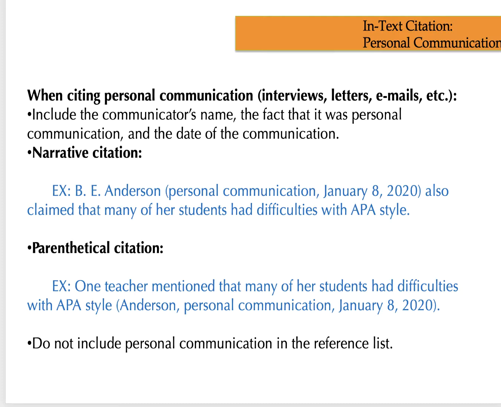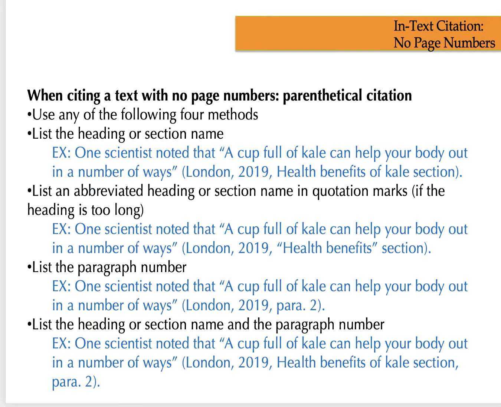And let's look at citing a text with no page numbers. We'll look at parenthetical first, and then after that we're just going to look at narrative. So there are 4 different methods here, and supposedly the author's name is London, and this is parenthetical. So with parenthetical, everything's going to appear at the end of the statement, as opposed to the narrative that we'll look at on the next page. But there are several ways of doing it. We're given 4 different ways of doing it.